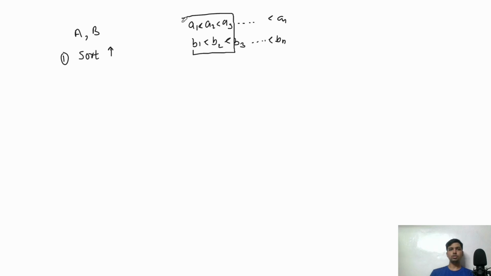Now let's see how we can implement our approach. We are given array A and array B. First thing we do is sort them in increasing order. So we'll get A1, A2, A3, and so on till AN, and similarly B1, B2, B3, and so on till BN. Then we'll ignore the half region, because from here we'll get the minimum values. So we are saving our largest values to be utilized in the other half.